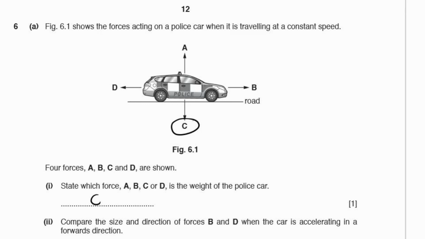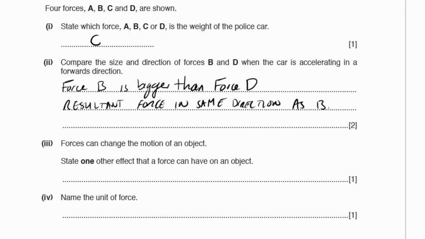Compare the size and direction of forces B and D when the car is accelerating in the forwards direction. So it means it's accelerating this way. So force B would have to be bigger than force D. So it would be accelerating in the direction of B. And the resultant force will be in the same direction as B.